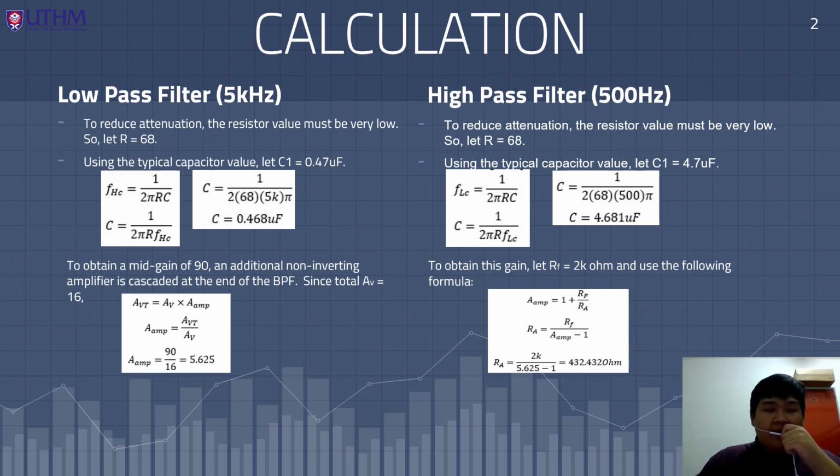So the answer is 5.625. To obtain this gain, let RF equal 2 kilo ohm, and we use the following formula, which is A amplifier equals 1 plus RF over RA. After we substitute, we will get 432.432 ohm. So using the typical resistor value, we suggest letting RA equal 430 ohm. Okay, so next I will pass it to my next member.